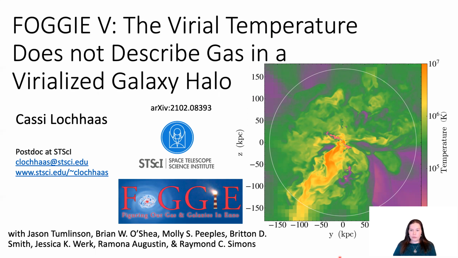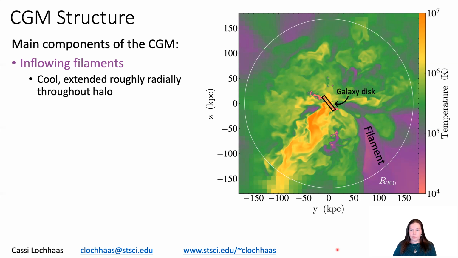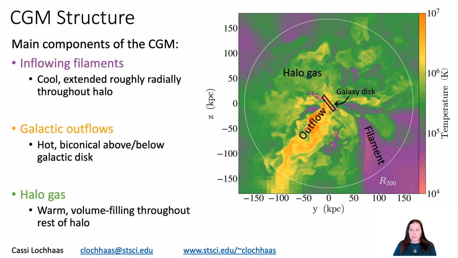What we're looking at here on the right is a temperature slice through a simulated circumgalactic medium. And it's this type of view that can tell us a little bit about the main components of the CGM. We have a galaxy disk at the very center of the halo, and then the CGM itself is broken up into a few different components, such as inflowing filaments that are cold and radially extended throughout the halo, outflowing gas, which is hot, coming out from the central galaxy disk, and the halo gas, which is warm and diffuse and fills the rest of the volume of the CGM.